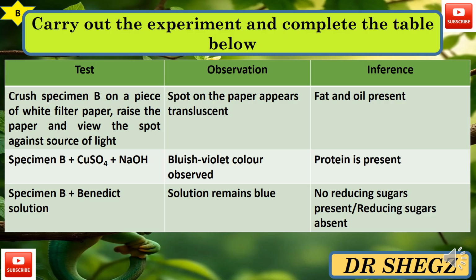Then, since we are making provision for copper sulfate and sodium hydroxide, you can carry out this test by adding sodium hydroxide to specimen B in a test tube and adding copper sulfate. A violet color or bluish violet color indicates the presence of proteins. However, there is a very low chance of them bringing out this question, but anything can happen. Then you have the other one described there with Benedict's solution.